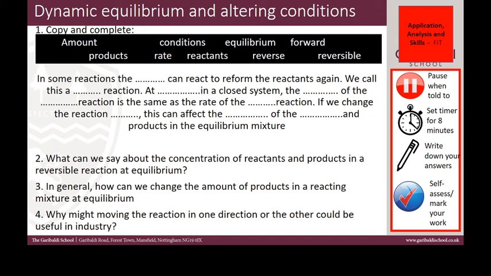Now, we have a fit task right at the end to end the lesson. So, dynamic equilibrium and altering conditions. So, you are going to copy and complete question number 1. For question 2, question 3, question 4, you need to write in full sentences, or you need to write down the question. So, you are going to set your timer for 8 minutes, write down your answers, and then you are going to self-assess or mark your work in a different colored pen. You have this on your Teams document if you're working from home as well. So pause now, 8 minutes, and I'll see you back here.